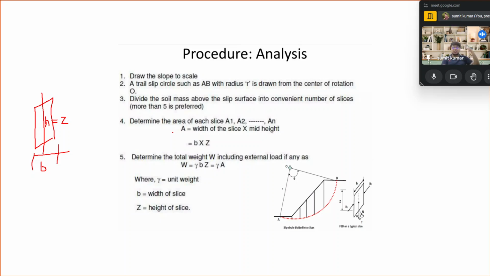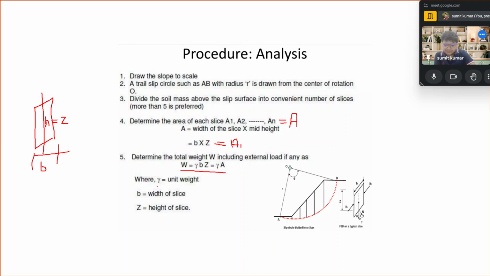So the self weight W is found as gamma into B into Z, that is gamma into area, as we have calculated A1, A2, A3, A4, AN. When we sum them up, we find the entire area as A. B into Z is A1, A2, A3, and when you find A1 and multiply it with gamma, you find W1. Similarly, you find the entire weight as well.